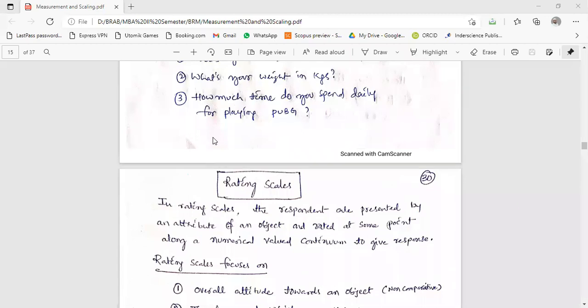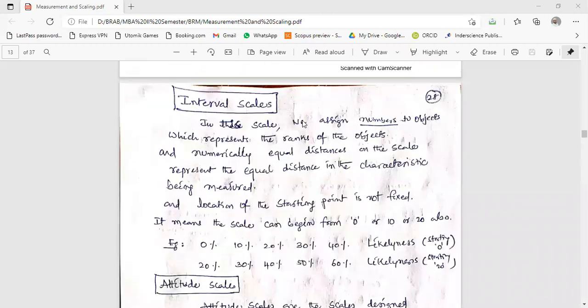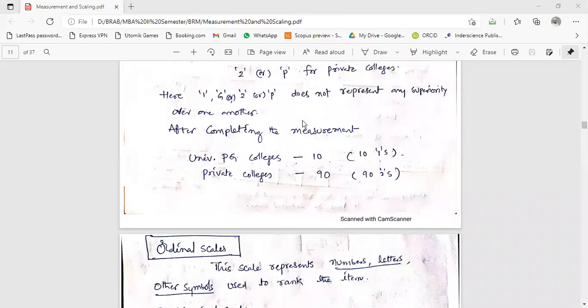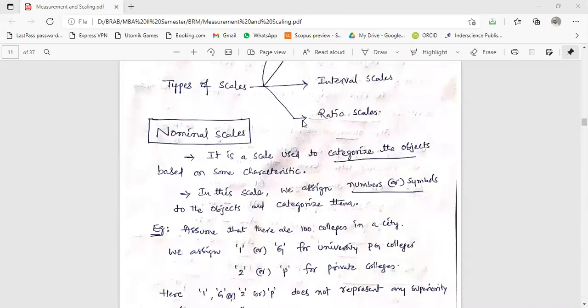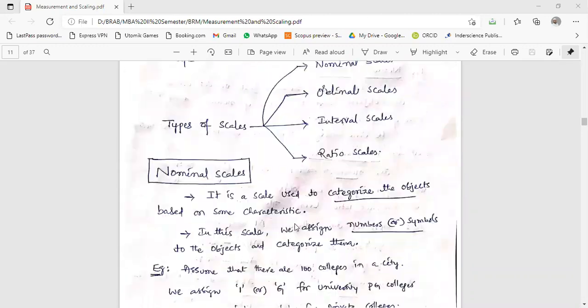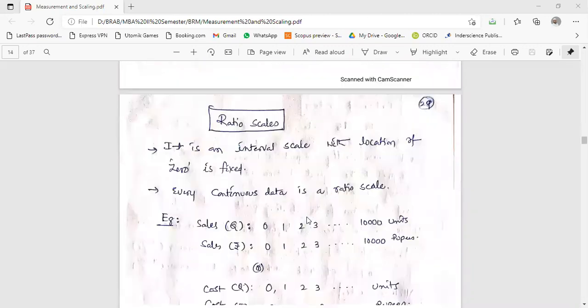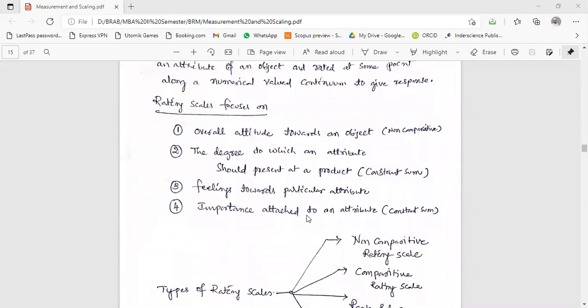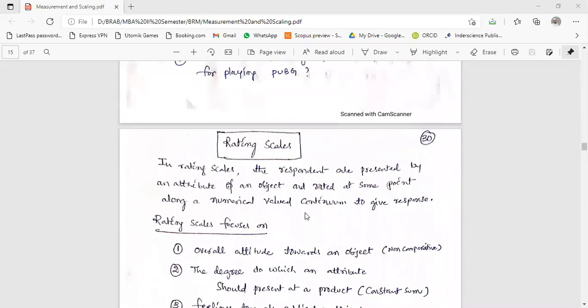Okay, dear guys, yesterday we discussed the scaling techniques: what types of scales there are, that is nominal scale, ordinal scale, interval scale, and ratio scale. Now, today we'll see rating scales.